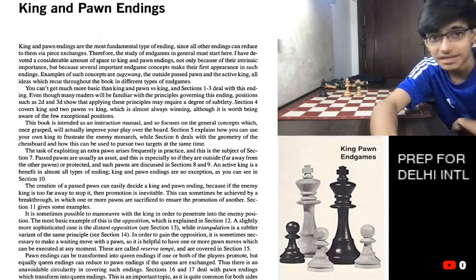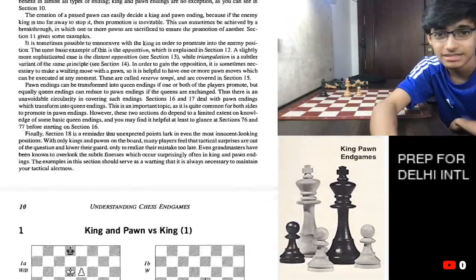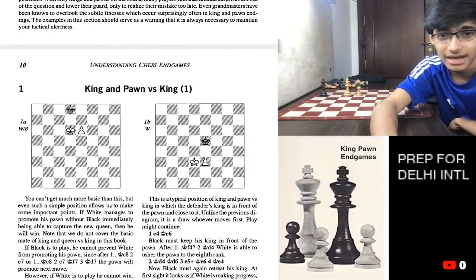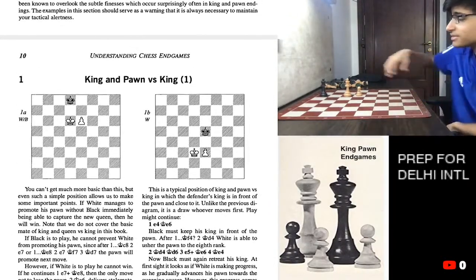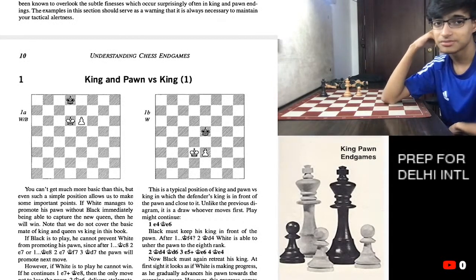King and pawn endings are the most fundamental type of ending, since all other endings can reduce to them via piece exchanges. Therefore, the study of endgames in general must start here. And this basically is what the king pawn endgames look like, so let's start with all the king pawn endgames without any further ado.